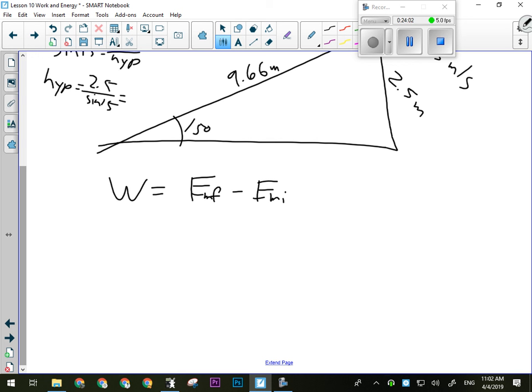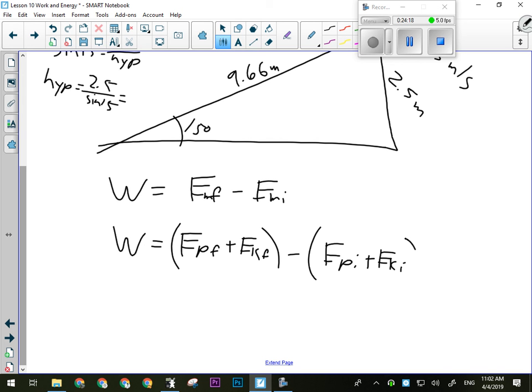So what I'm looking for is part of this. Essentially I'm saying work equals EP final plus EK final, minus EP initial plus EK initial. I'm looking for something that's part of this. And I know this number is what? It's 0, because the second point is the bottom of the ramp where I would have no potential energy. So my final kinetic is my final mechanical energy. So I'm looking for this. What do I do with this?